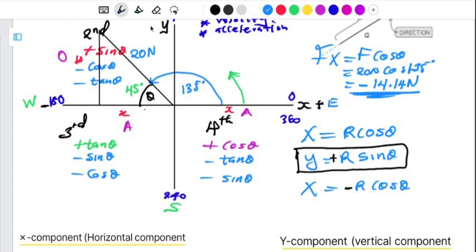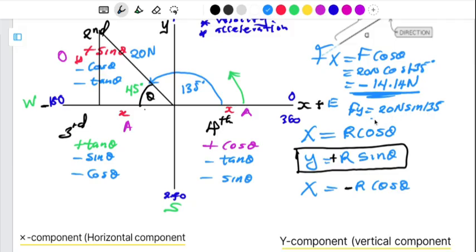What about y? For this side, y is positive. For this side, y is negative. Even for this side, y is negative. As simple as that. What about the y component? So Fy is going to be equal to 20 newtons, then sine 135. Let me also do that one. So 20 sine 135.